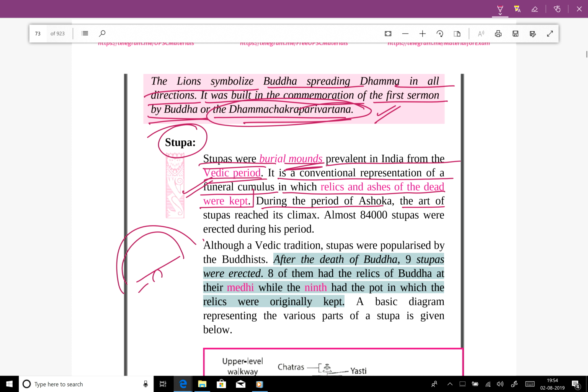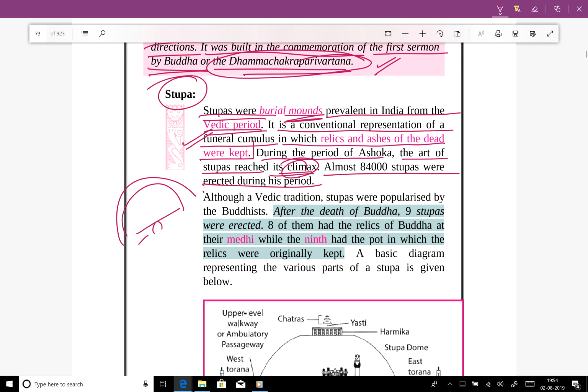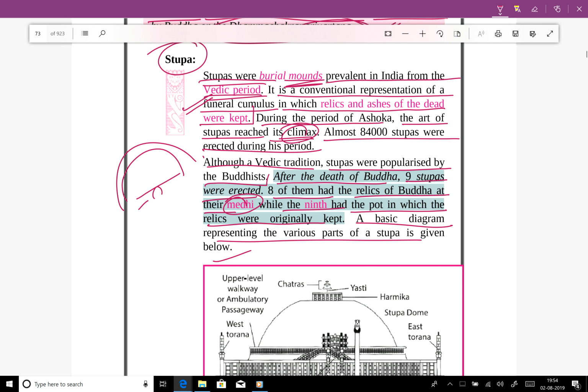During the period of Ashoka, the art of stupas reached its climax. Almost 84,000 stupas were erected during this period. Although a Vedic tradition, stupas were popularized by the Buddhists. After the death of Buddha, 9 stupas were erected. 8 of them had the relics of Buddha at their Medhi, while the ninth had the pot in which the relics were originally kept.